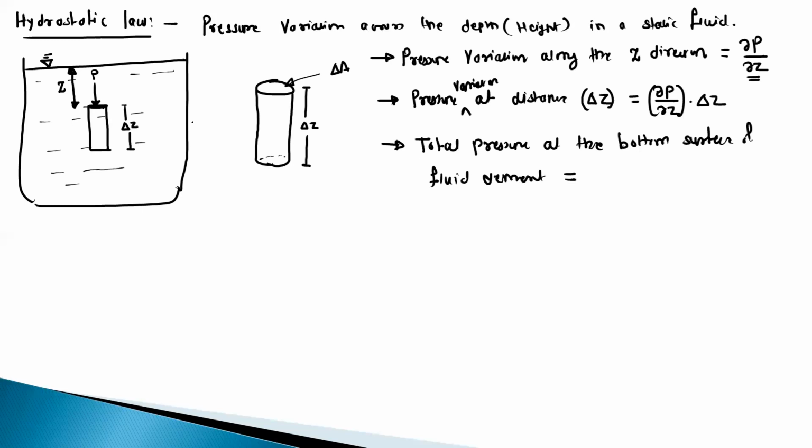is equal to, at this point we have the pressure P. So it is P plus del P upon del Z into delta Z. This is the total pressure at this point. Okay, so we can write here P plus del P upon del Z into delta Z. This is the total pressure.